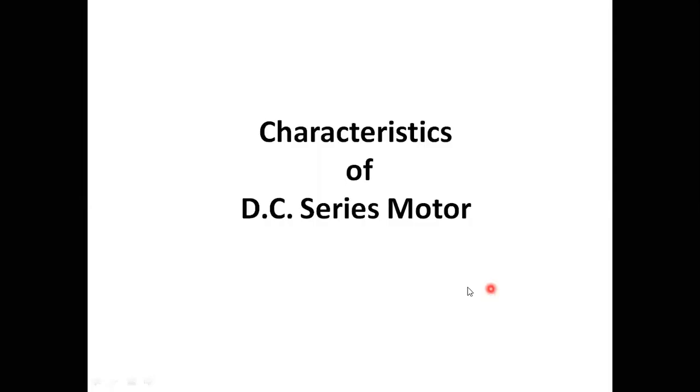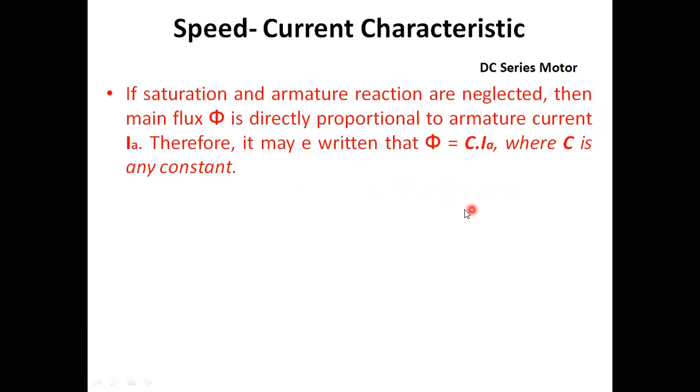Okay, we learn characteristics of DC series motor. First one is speed current characteristics. We know three characteristics are there: one is speed versus armature current characteristics of the motor, second is torque versus armature current characteristics, and third is speed torque characteristics. So three characteristics that we need to study, particularly for the series motor today.